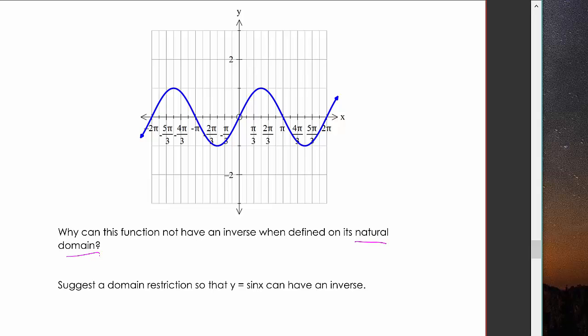So with sine, there's no problem. Anything from negative infinity to infinity can be substituted into it. And that's why we've got these arrows indicating the continuing trend in the graph.